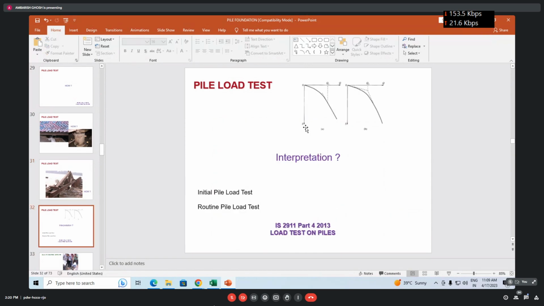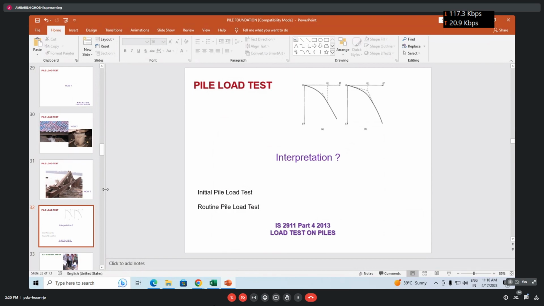So like this, you will get the load deflection curve, and from there you will get the allowable load, either by the single tangent method or the double tangent method as you do. Okay. So this IS 2911 Part 4 you have to go through in detail. From there you will get the load test data.